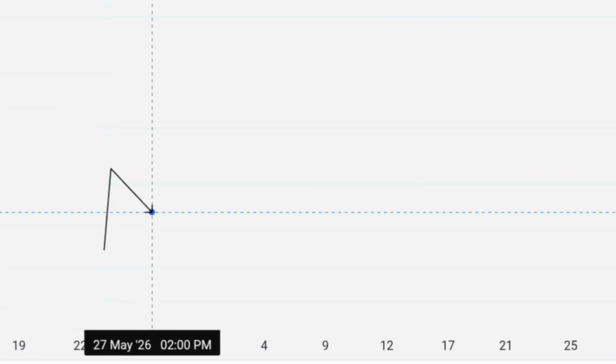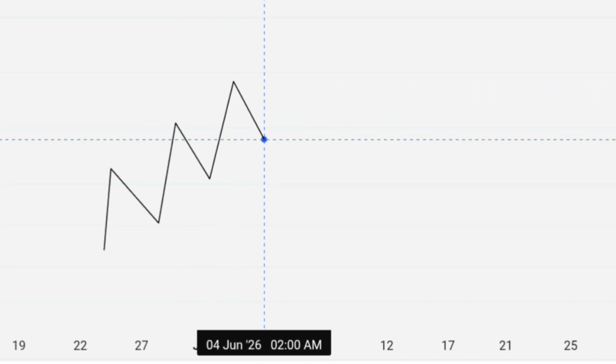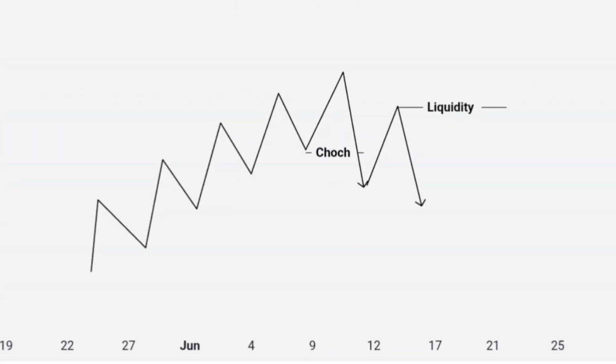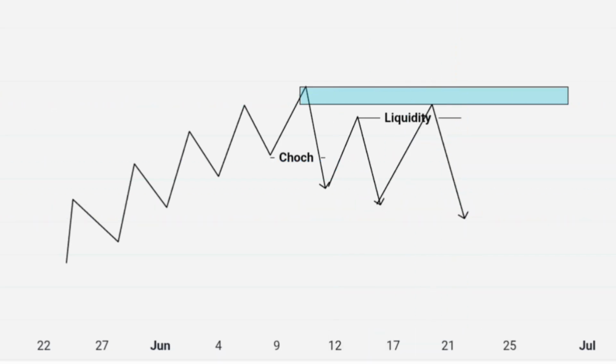The same idea works in reverse. If the market is creating higher highs and higher lows and then forms a bearish change of character, the first retracement often becomes liquidity before the market continues lower. Now let me show you a real example.